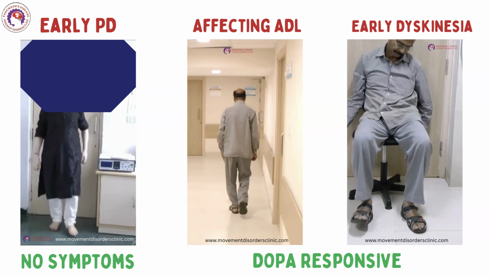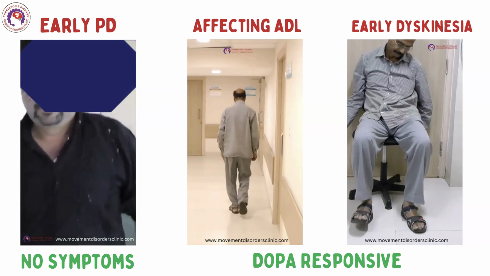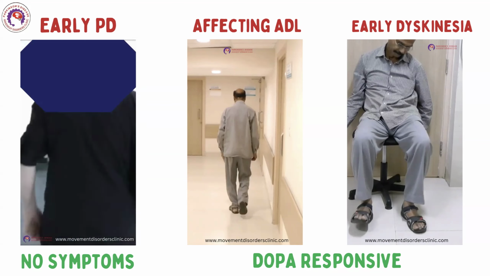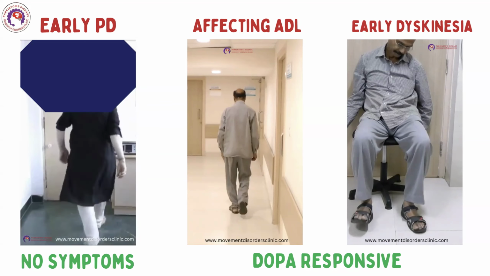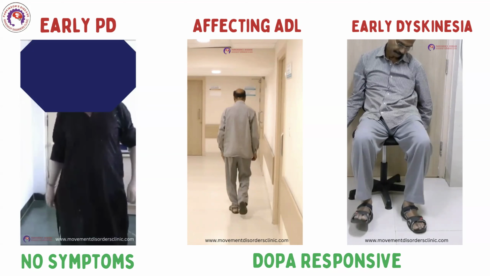The first video you're seeing down here is a person who has just come to me because someone in his family or friends have noticed that his left hand swing is reduced. You can see that when he's walking, everything is fine. Only he keeps his left hand slightly posturing. There are no other issues. His professional life and personal life are perfectly fine.